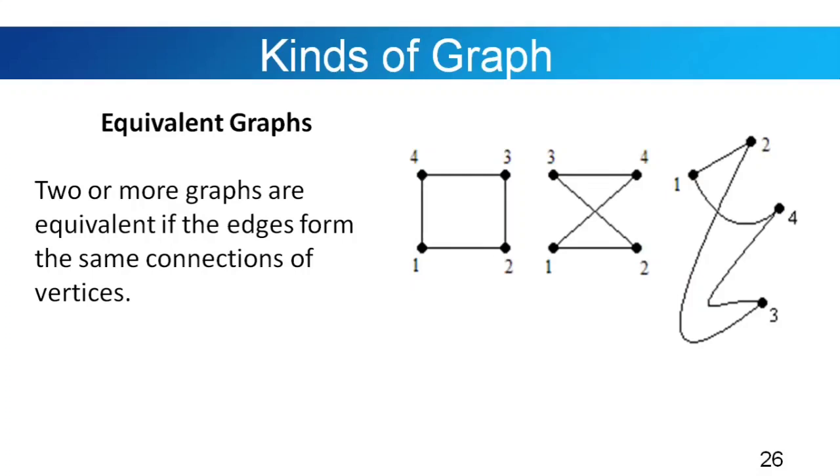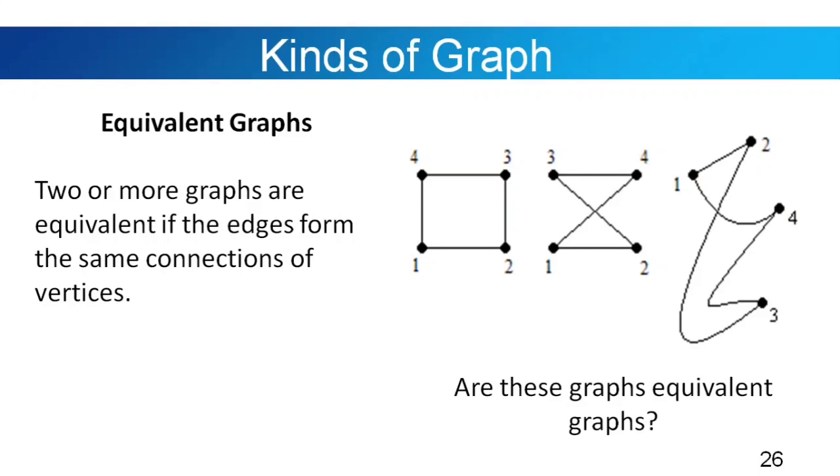Equivalent graphs. Two or more graphs are equivalent if the edges form the same connections of vertices. Are these graphs equivalent? If we examine the first graph, starting with vertex 1, it is connected to vertex 2 and vertex 4. On the second graph, also starting with vertex 1, it is also connected to vertex 2 and vertex 4. On the third graph, vertex 1 is also connected to vertex 2 and vertex 4. All we need to do is examine all the vertices, and if we find that all the vertices have the same connections among the vertices, then we can say that they are equivalent graphs.